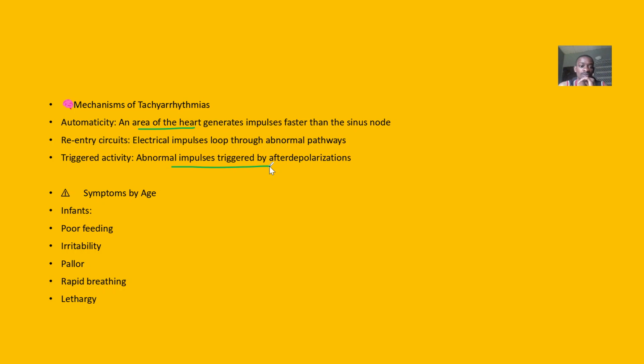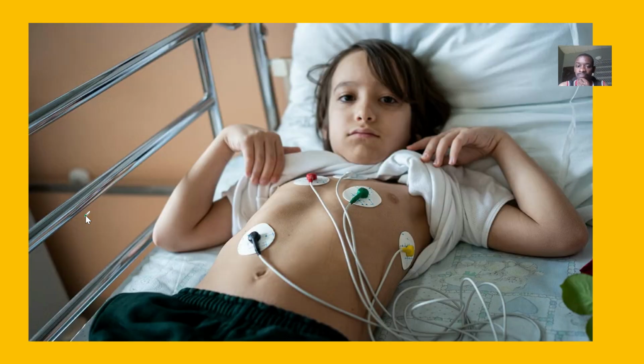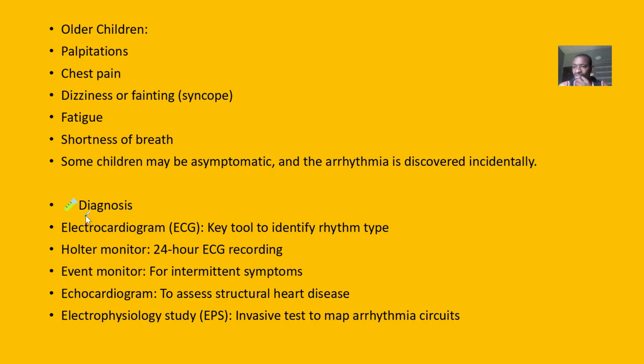Okay, so symptoms by age: in infants, they are feeling poorly, irritability, pallor, rapid breathing, lethargy. In older children, palpitations, chest pains, dizziness or fainting, fatigue, shortness of breath. Some children may be asymptomatic, right?